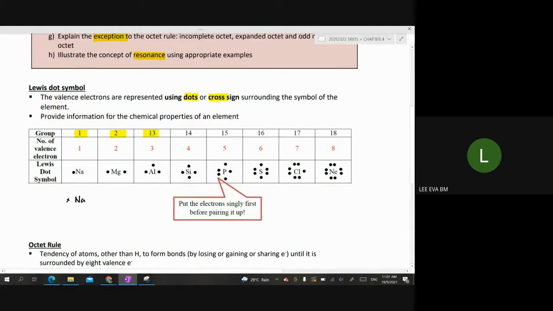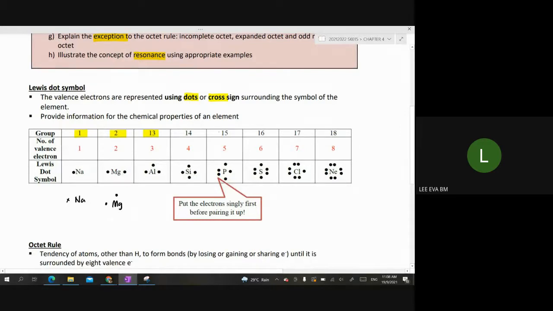Both are accepted. If you have magnesium, 2 valence electrons, remember our Hund's rule, we place singly first before pairing up. Therefore, magnesium has 2 valence electrons. Please put them apart, separate, either using dots or crosses, that is also fine, as long as they are separated. Then aluminium has 3 valence electrons. Silicon has 4 valence electrons, so singly first before pairing up.